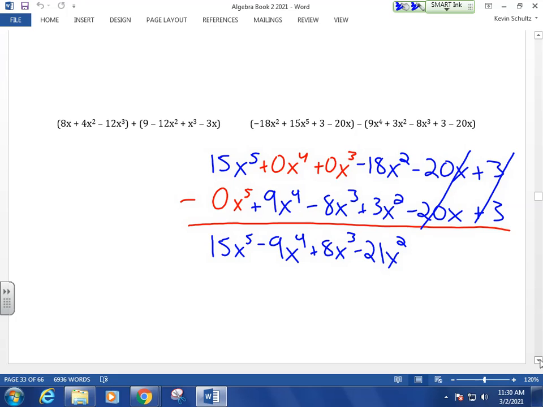So final answer, 15x to the 5th minus 9x to the 4th plus 8x cubed minus 21x squared. Okay? You can probably see now why I preface this by saying the details matter. Pay attention to signs. Pay attention to powers. Notice that these exponents didn't change when I did my subtraction. We kind of related this back to fractions. You know, for fractions, you need those common denominators that stay the same when you add or subtract. Same thing here. You need the like terms. And that variable part and the power part doesn't change. Only the coefficients do.